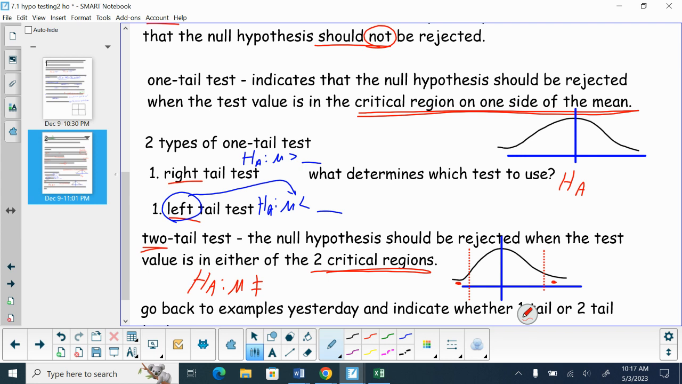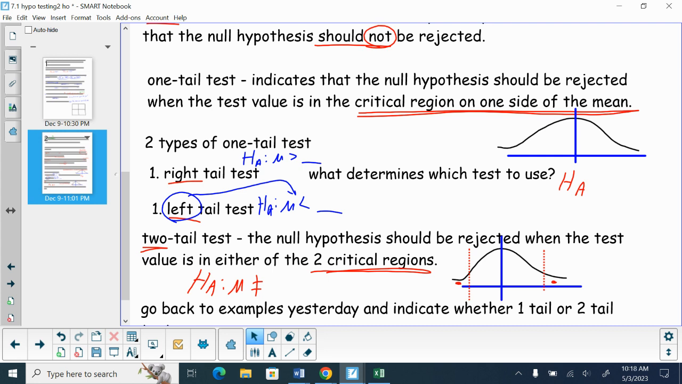So if we go back to our notes from yesterday, on the back side, when we did null and alternate hypothesis. Okay, the first one: a researcher thinks that if an expected mother uses vitamin pills, the birth weight of babies will increase the average birth weight of the population, or the birth weight of the population is 8.6.